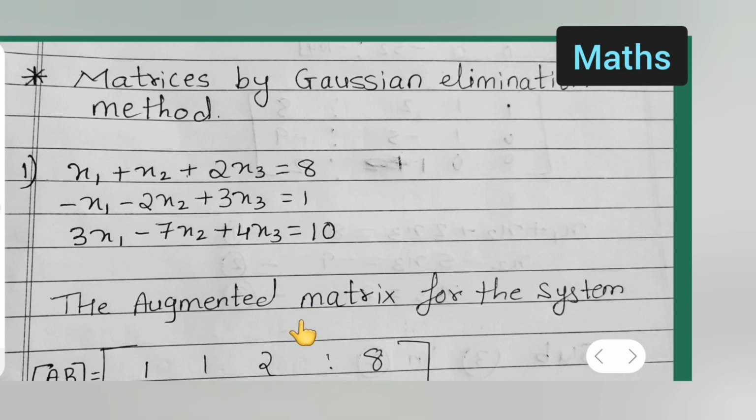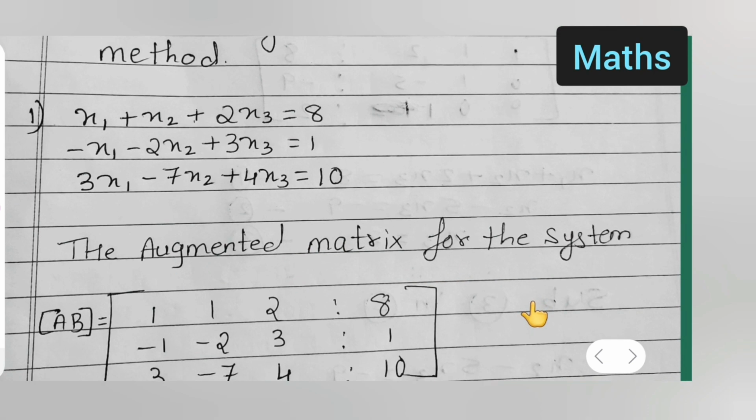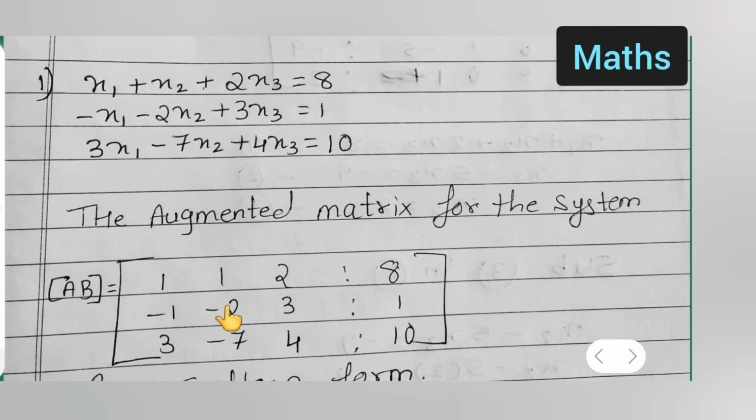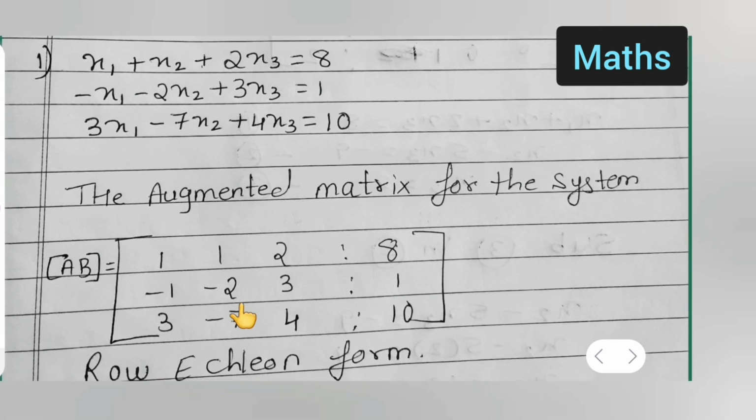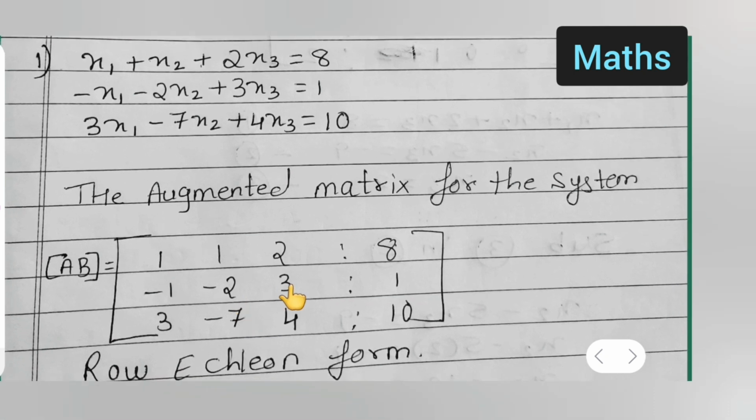Now the augmented matrix for the system is this. So I kept this as AB. So what you'll have to do is, how I have written this matrix form. So this matrix form is nothing but your x1, x2, here all your x1 will be there, here x2, x3, and the remaining part over here.